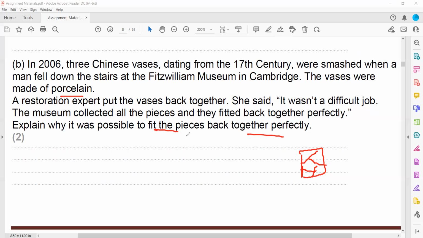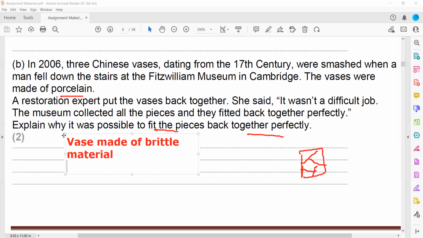So why is it possible to fit the pieces back together? The answer here is that the vase is made of brittle material, and as a result, the pieces undergo no or little plastic deformation.